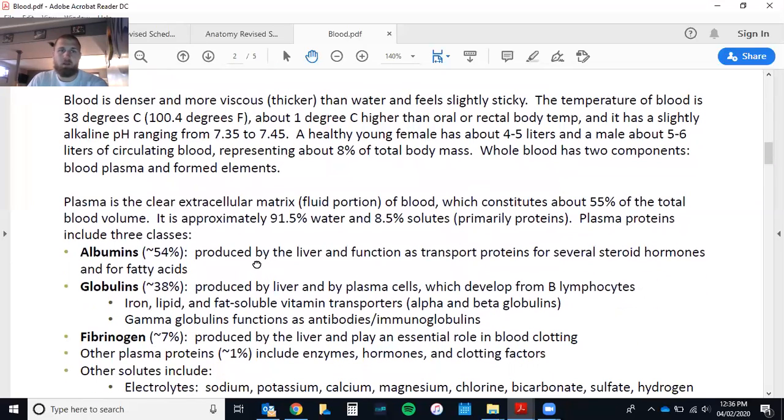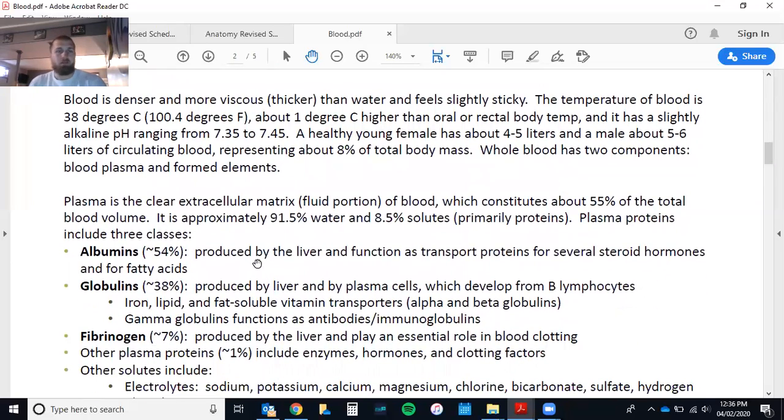All right, let's talk about the general makeup of blood. It's a little denser, more viscous or thicker than water, and has a slight sticky feel to it. Temperature is about 38 degrees Celsius or 100.4 degrees Fahrenheit. It's about a degree C higher than if you were to put a thermometer in your tongue, or go up the other end, taking it in the rectum.